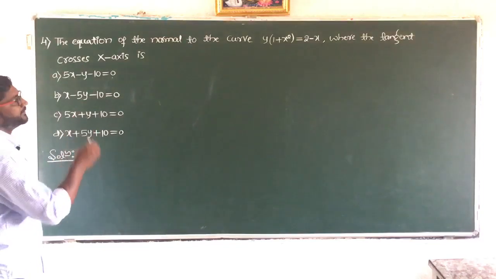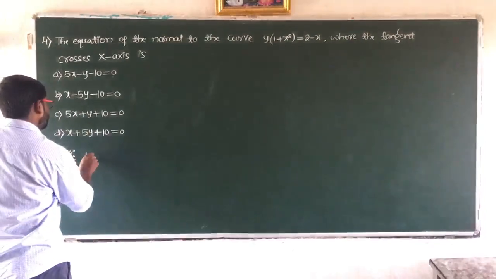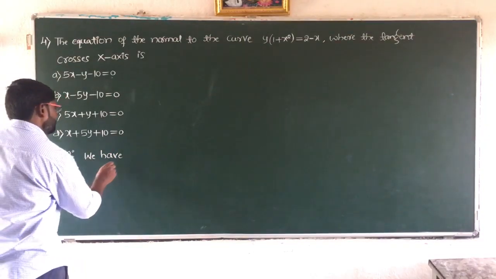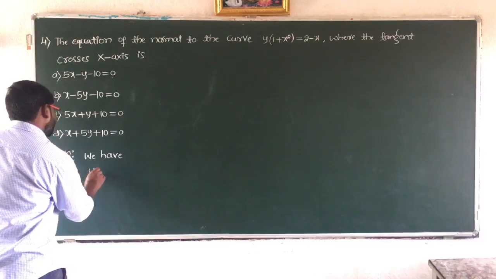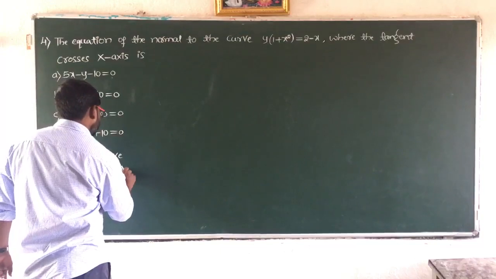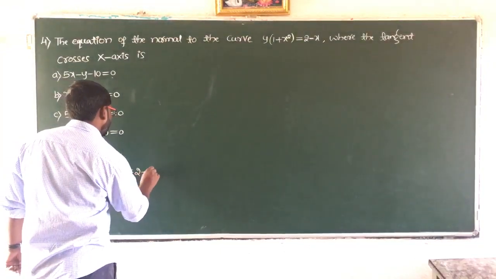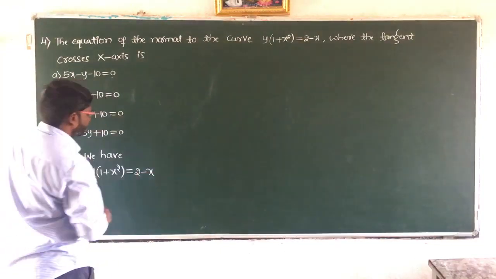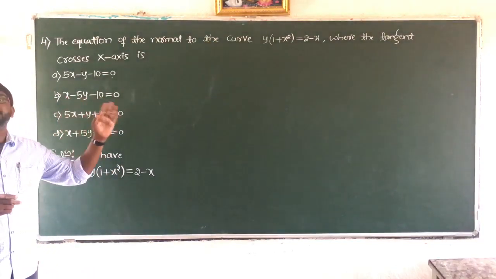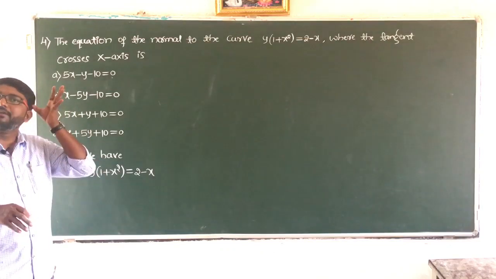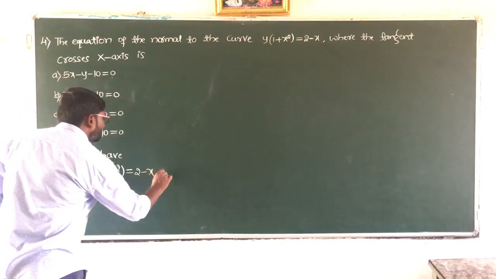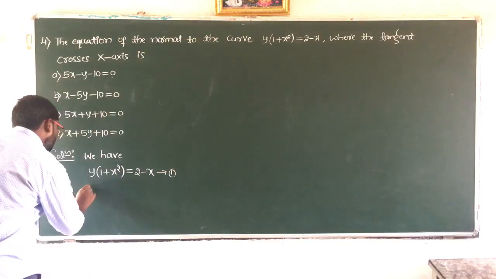So we'll write the given curve now. We have y into 1 plus x square is equal to 2 minus x, and he has given that where the tangent crosses the x axis, it crosses the x axis means y coordinate will be 0. So now see here, I call this equation number 1, put y equal to 0 in 1.